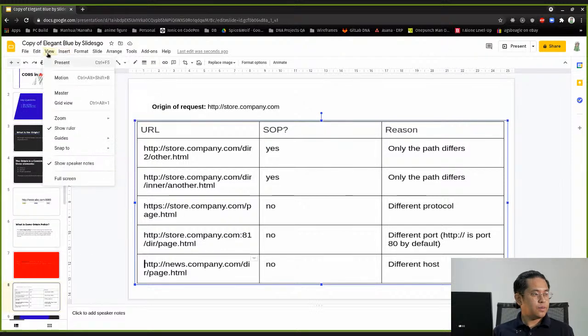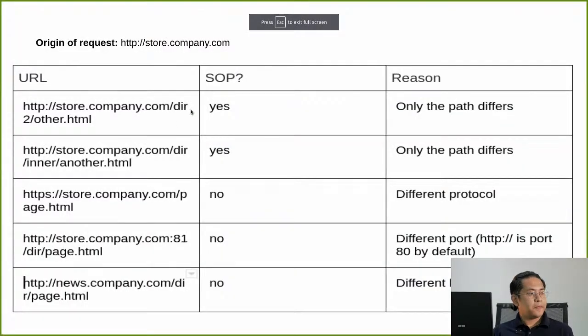So here we have the origin of request, storecompany.com. So this is the origin of the request. And for example, you are trying to access http://storecompany.com/jr2/other.html. Does this violate the rule of SOP? Yes or no? The answer is no.